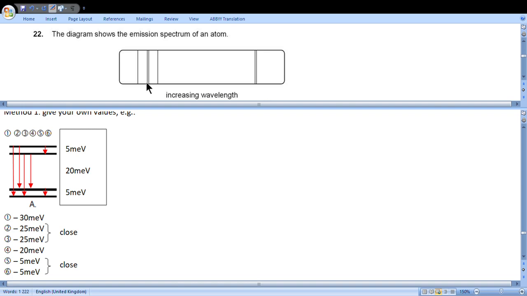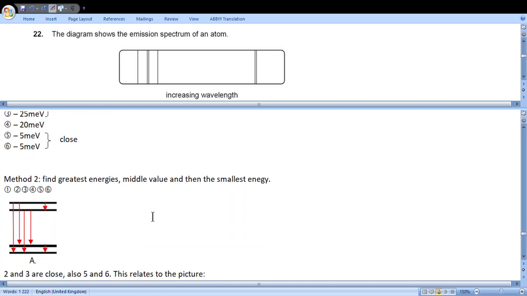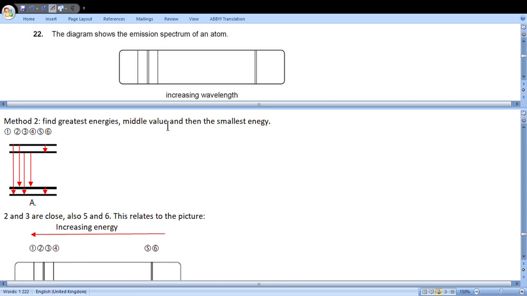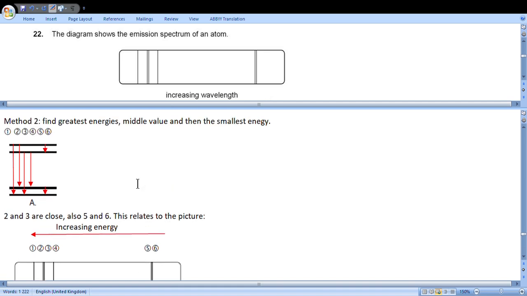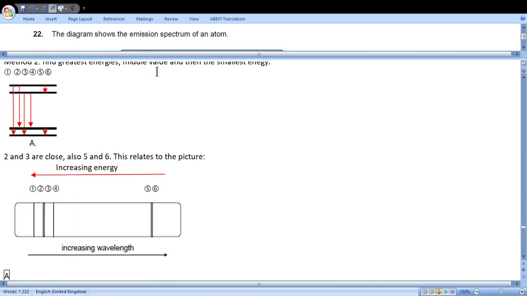High energy, then a double line, then after a big break, another close energy. So it corresponds to picture A. So I use picture A. Method 2, find the greatest energy, middle line, and then the smallest line, and draw the picture without numbers. That is more difficult, more smart, let's say, but we get again the same combination of transitions. Let me show you. Transitions and corresponding lines. Done.